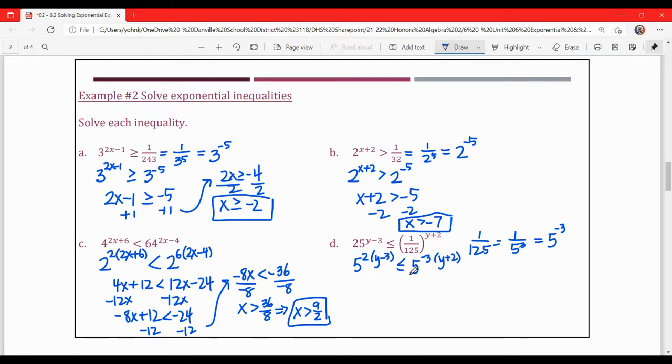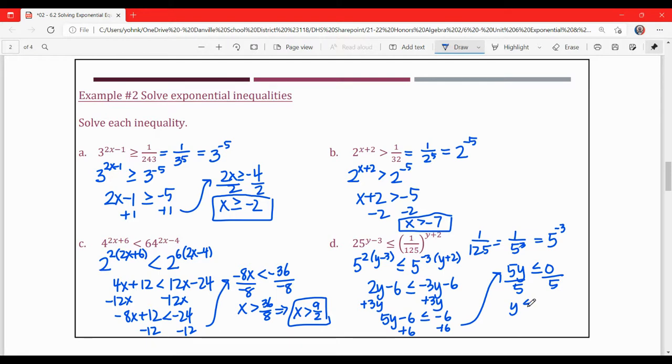So now that the bases are the same, I can deal with the exponents and distribute at the same time. So I'm going to have 2y minus 6 is less than or equal to negative 3y minus 6. Add 3y to both sides. That gives me 5y minus 6 is less than or equal to negative 6. Add 6 to both sides. That gives me 5y is less than or equal to 0. Divide by 5. y is less than or equal to 0.